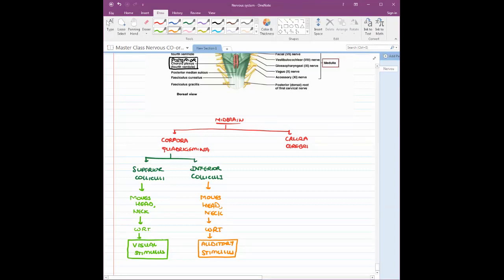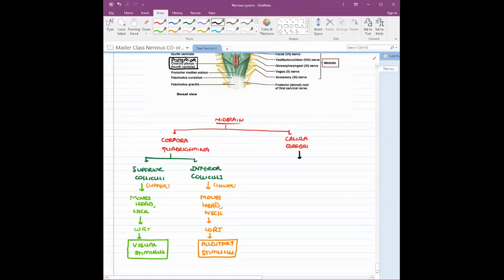Remember, superior colliculi, this is the upper one; inferior colliculi, this is the lower one. So this you need to remember. Always remember first eyes, then ears. If you remember it that way, you will never forget superior and inferior colliculus function. Okay, fine. Let's try to move on to the next one, that is your crura cerebri.